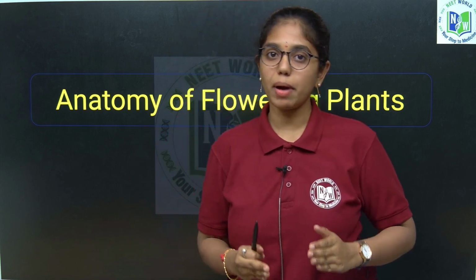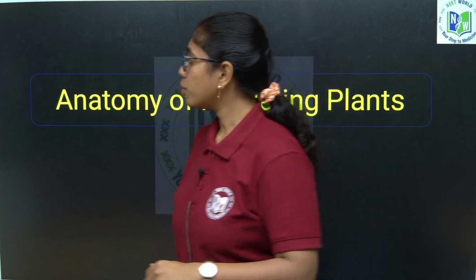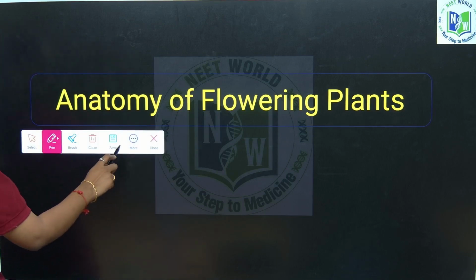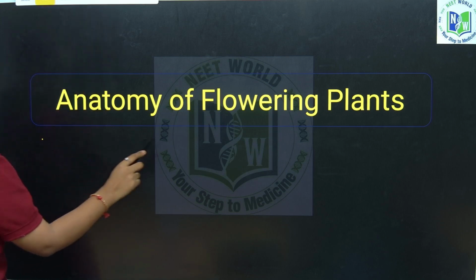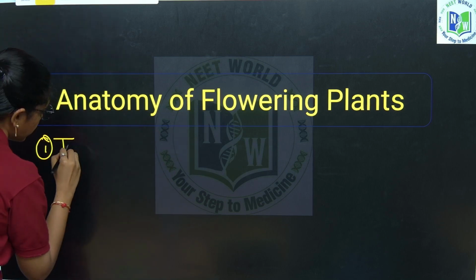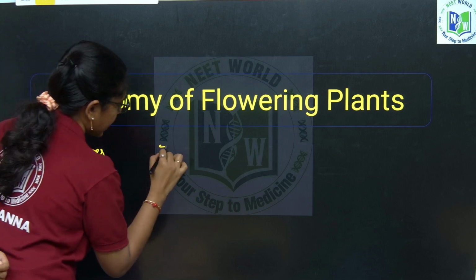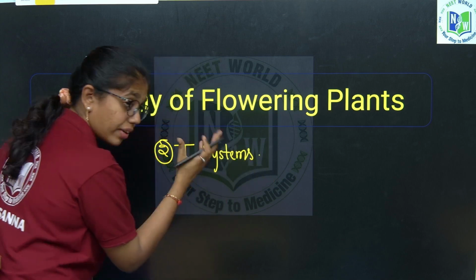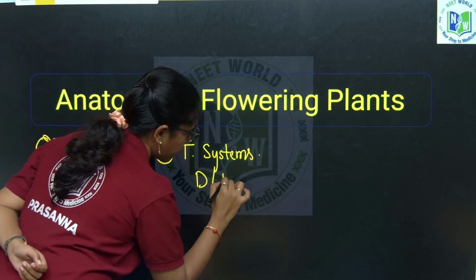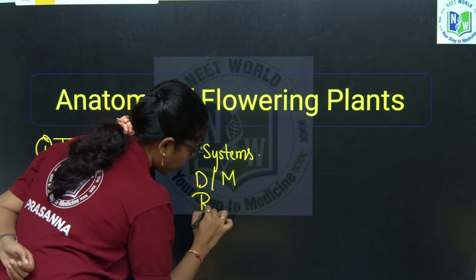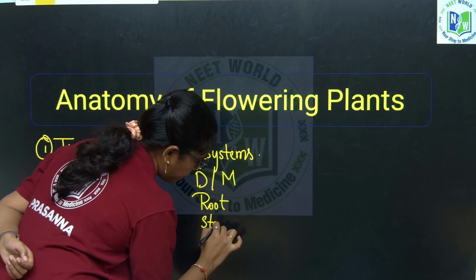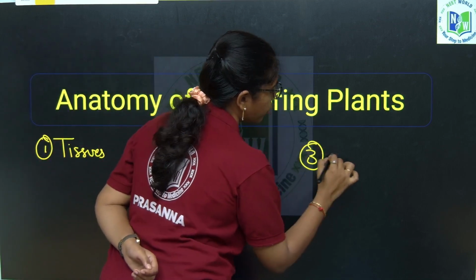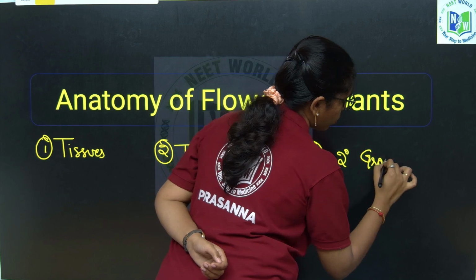Now we are going to discuss the chapter Anatomy of Flowering Plants. To analyze and understand this chapter in a better way and to score complete marks from it, you have to learn this chapter in 3 fragments. First is tissues, second is tissue systems. After learning tissue systems, you should learn the proper comparisons between dicot, monocot, root, stem and leaf. Clear? And thirdly, you have to focus on secondary growth.